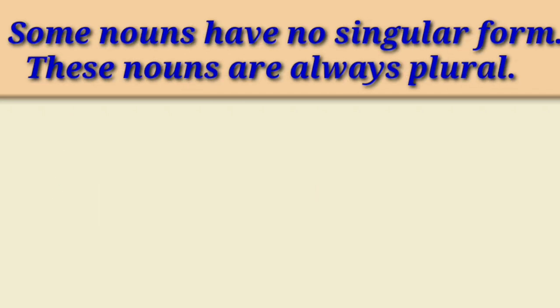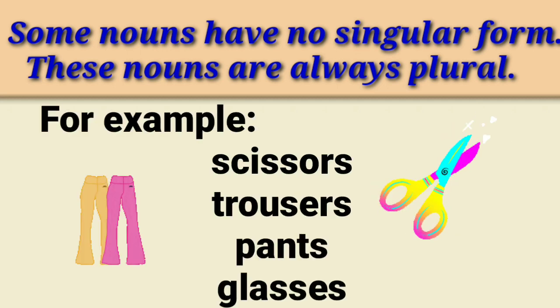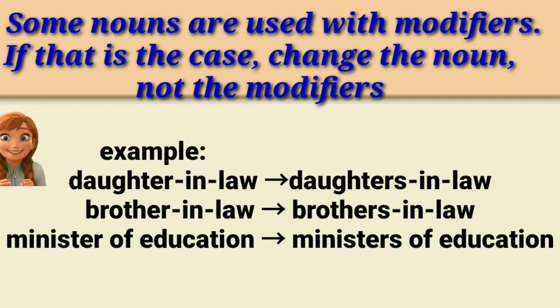Some nouns have no singular form. These nouns are always plural: scissors, trousers, pants, glasses. Some nouns are used with modifiers. If that is the case, change the noun, not the modifiers. For example, daughter-in-law, daughters-in-law; brother-in-law, brothers-in-law; minister of education, ministers of education.